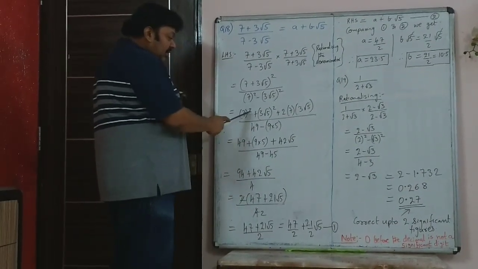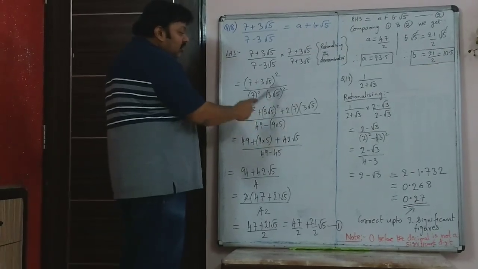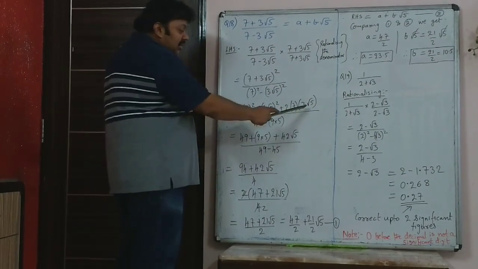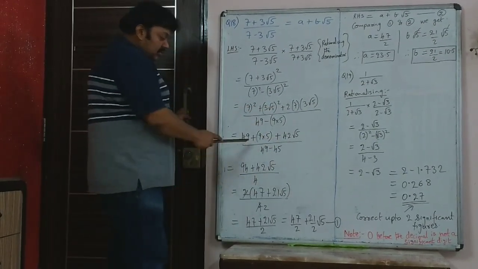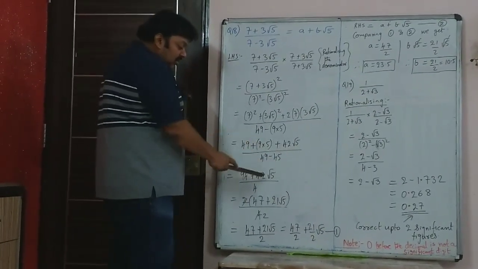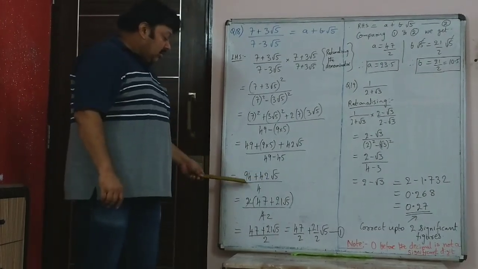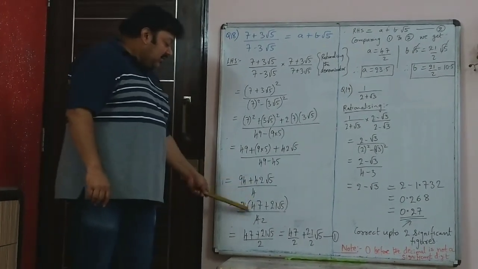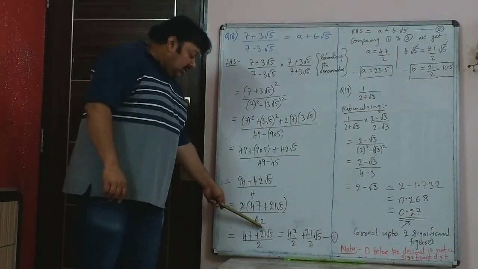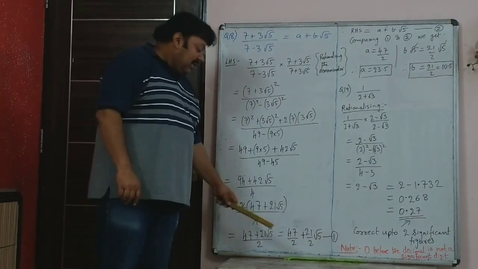So this is 49 plus 9 into 5, 45, plus 2ab. So 2 into 7 into 3 root 5, that becomes 42 root 5. So now here 49 plus 45 is 94 plus 42 root 5 upon 4. In the numerator we take 2 common out. So it becomes 47 plus 21 root 5 upon 4. 2 and 4 in the denominator, 2 remains. So 47 plus 21 root 5 by 2.